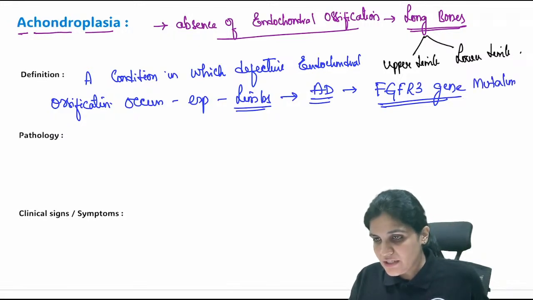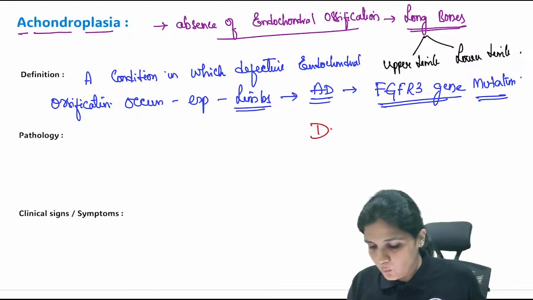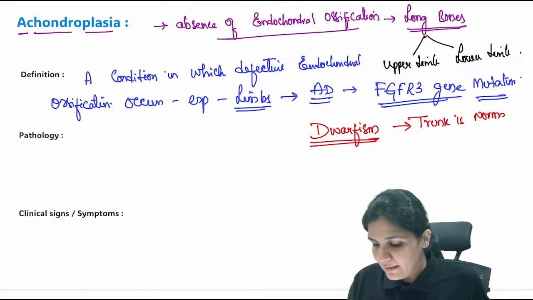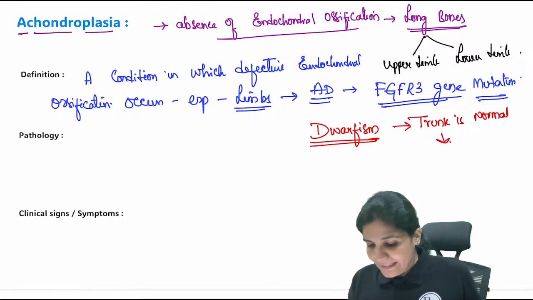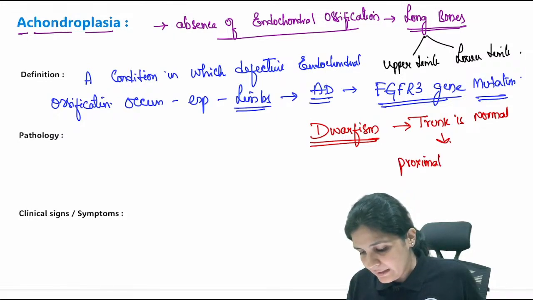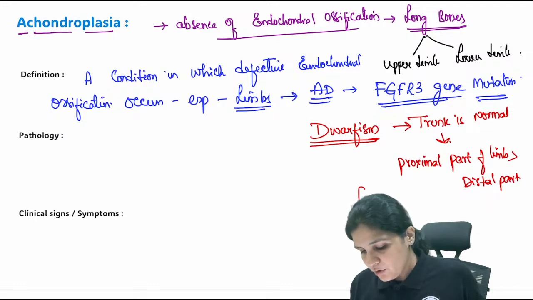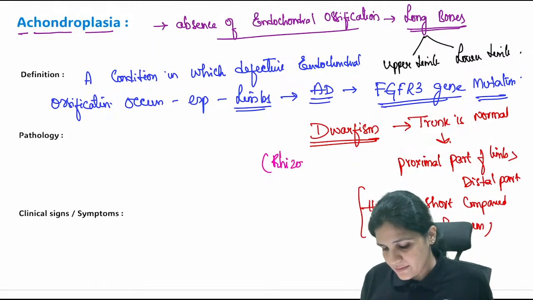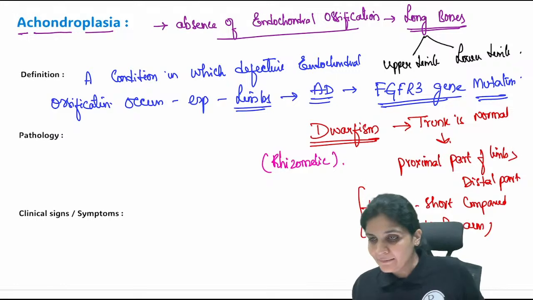Because of this mutation, this was called dwarfism. What happens is the trunk is normal, and there will be a problem mainly in the proximal part of the limb compared to the distal part. That means, for example, your humerus will be short compared to the forearm. That is the definition of rhizomelic dwarfism. Rhizomelic dwarfism. Is that clear?